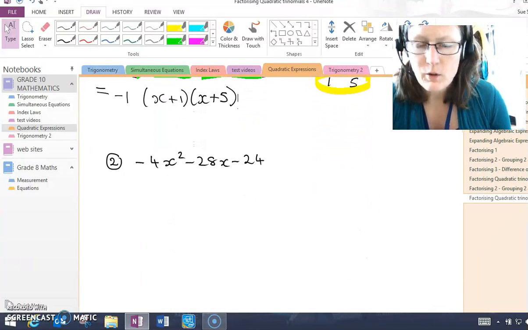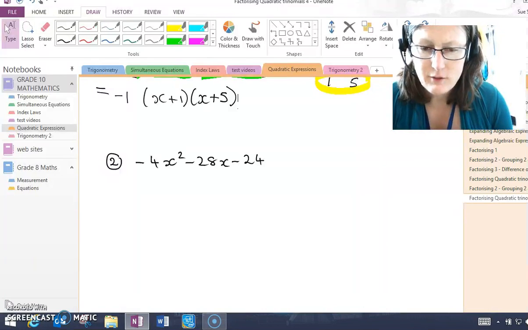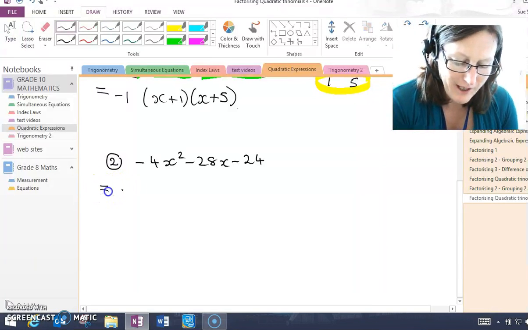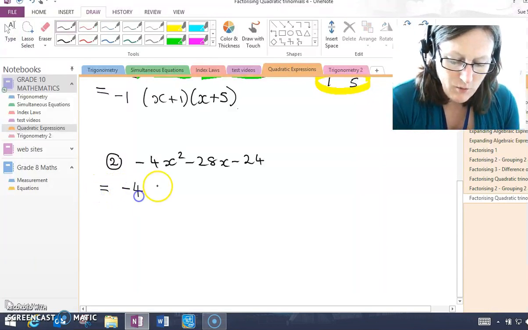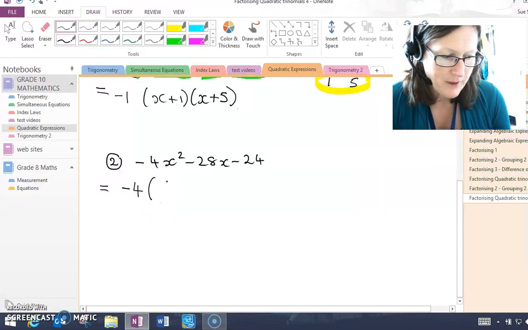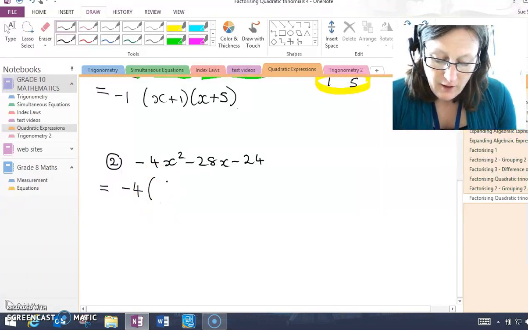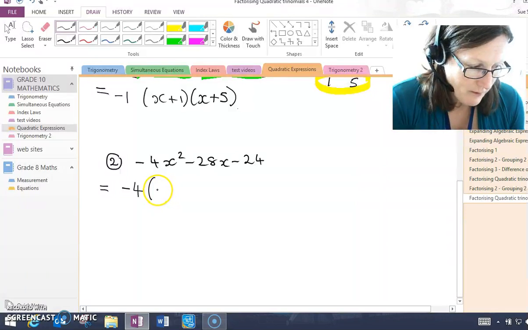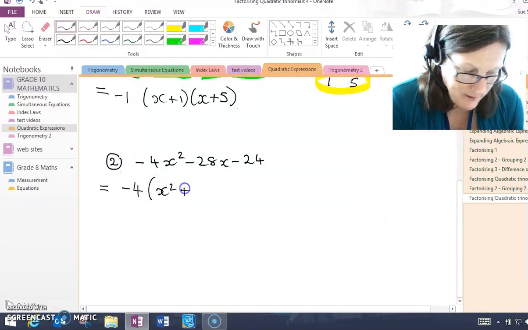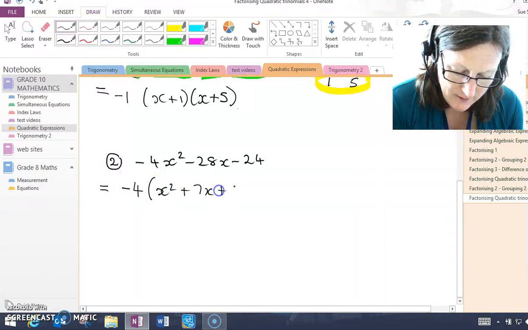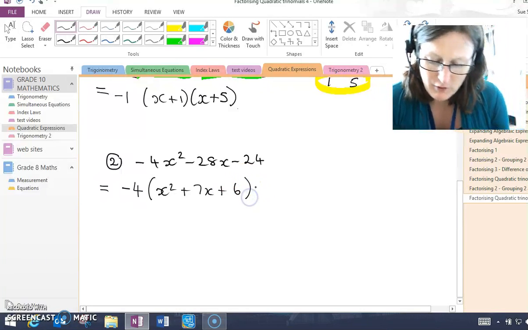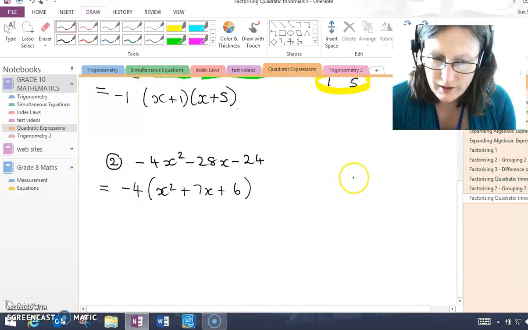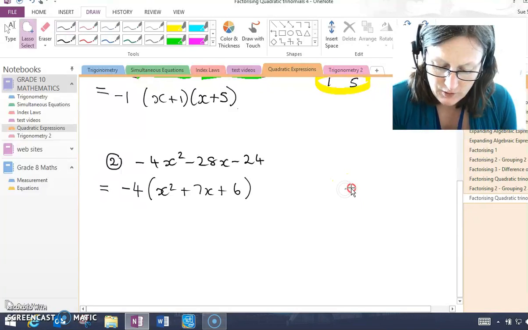Let's look at the second one I've been asked to do. Remember, first thing with all types of factorising is to see if you can take out a common factor, and we can. Negative 4 goes into all of these. Now, I can quickly put here what's left over, x squared plus 7x plus 6. Some of you can do that as well. Some of you still like, and that's fine if this helps you, to put negative 4x squared on the side.